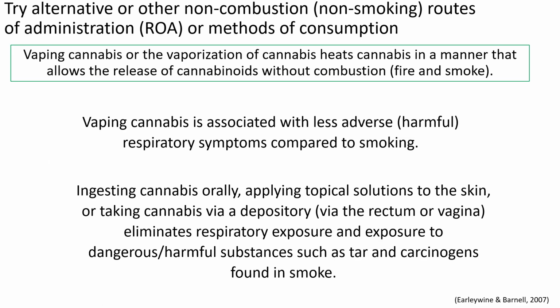Respiratory and pulmonary safety practices. Try alternative or other non-combustion, non-smoking routes of administration or methods of consumption. Vaping cannabis or the vaporization of cannabis heats cannabis in a manner that allows the release of cannabinoids without combustion, fire, and smoke. Vaping cannabis is associated with less adverse harmful respiratory symptoms compared to smoking. Ingesting cannabis orally, applying topical solutions to the skin, or taking cannabis via a depository eliminates respiratory exposure and exposure to dangerous, harmful substances such as tar and carcinogens found in smoke.